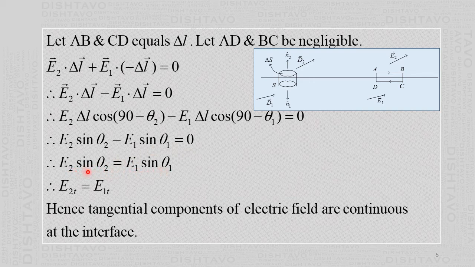Now this E2 sin theta 2. So its component, see, if this angle is theta, this component will be E2 cos theta 2. So this will be E2 sin theta 2. So this is the component in the direction of AB, which is called the tangential component to this AB. So E2 sin theta 2 is written as E2t, t means tangential. Similarly, E1 sin theta 1 is a tangential component of E1, and here they are equal. So hence the tangential components of the electric field are continuous at the interface.